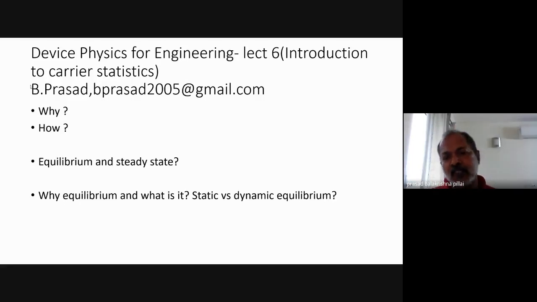Then suppose you remove the light. The electrons in the conduction band will try to come back to the valence band and recombine with the holes present there. That we call recombination, and you can associate a recombination rate. If both rates are the same, there will not be any net change in the carrier concentration. Then we say the system is in equilibrium, or thermal equilibrium.